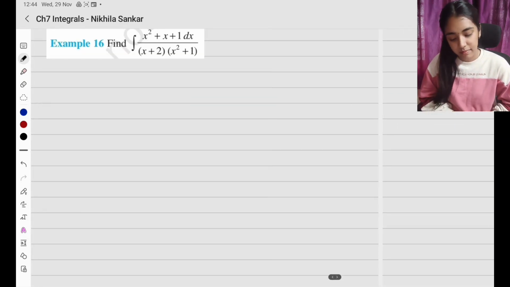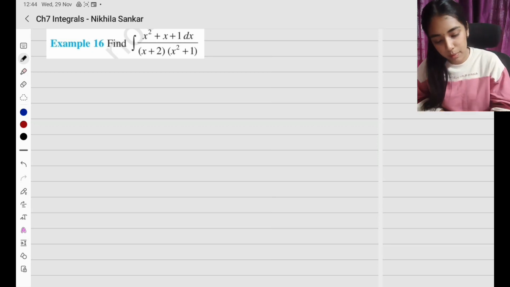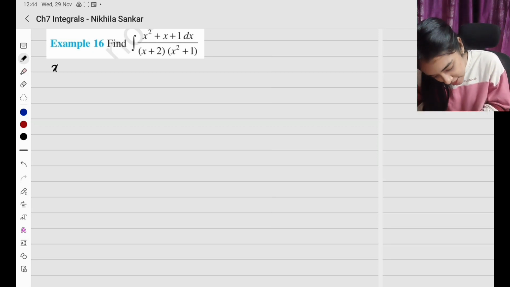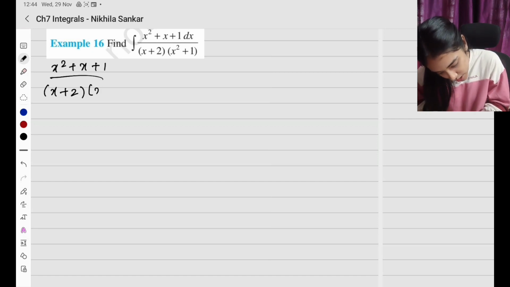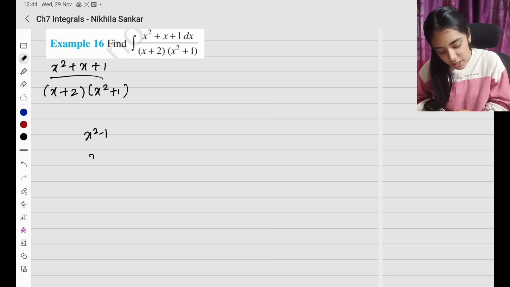Example 16. இப்போ numeratorல power x square, denominatorல x cube. கரெக்டா இருக்கா? Okay. இப்போ நம்ம என்ன பண்ண போறோம்? I can split and write it like this. So x square plus x plus 1 divided by x plus 2 times x square plus 1. இதை further split பண்ண முடியுமா? இப்போ x square minus 1 இருந்ததுன்னா I can write it as x plus 1 times x minus 1. So இந்த மாதிரி இது எதுவுமே பண்ண முடியாது. I have x square plus 1.